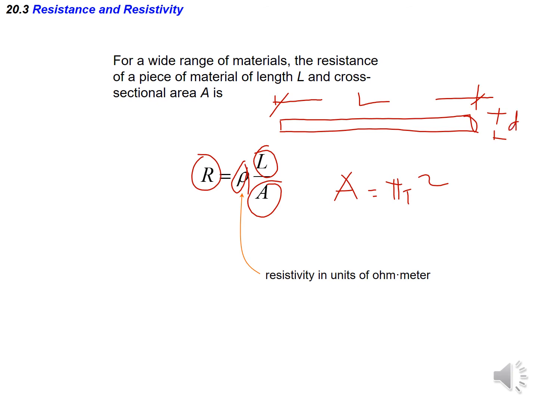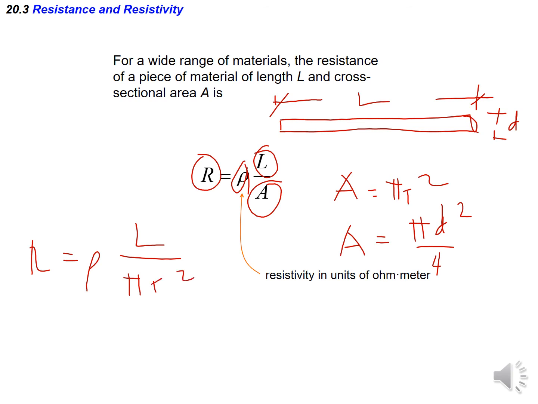So given the radius, we can use pi r squared to compute the area. Or if the diameter is given, we can use pi d squared over 4. So this is the formula to get the area. Therefore, R can also be written as resistivity multiplied by length over pi r squared. And then in this formula, we can also derive the formula for length. So length is equal to, cross multiply, R multiplied by A divided by the resistivity.